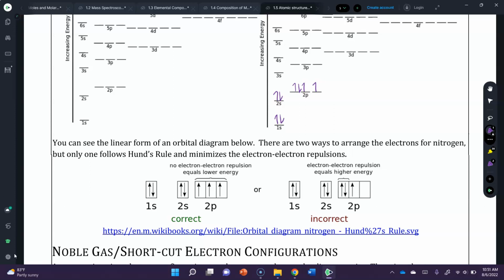So this is for nitrogen. There are 2 ways to arrange the electrons for nitrogen, but only one follows Hund's rule and minimizes electron repulsion. Here we double up before we fill up, and these 2 electrons, even though they have opposite spins, have the same charge, so they're going to repel each other because they're in a very close spot, and they don't have enough energy to jump to a new orbital. So this is not appropriate. They're going to fill their own bed first, or their own subshell first, before they go and double up.